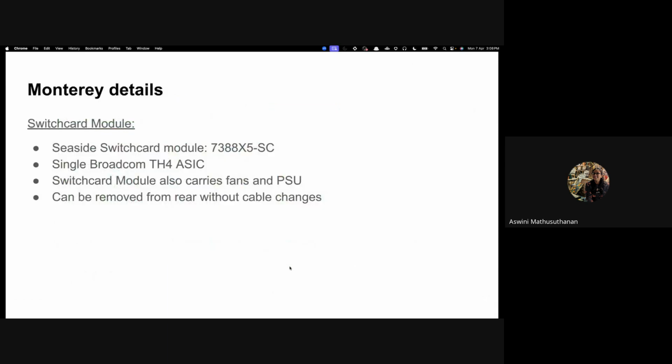Oh, yeah, this is some of the details about the switch card. This is 7388 switch card. And similar to Glacier, here as well, the switch card runs the ASIC, TH4 ASIC, and it also carries the fans and PSU. Like we said, it can be removed from the rear side without any cable changes.